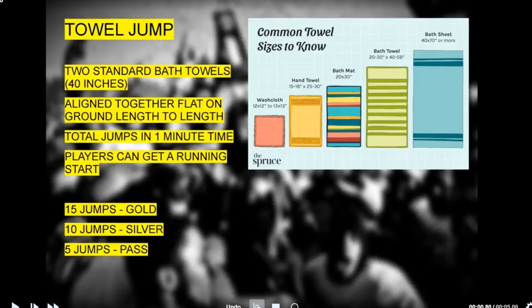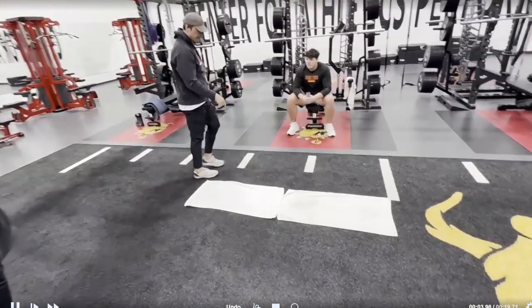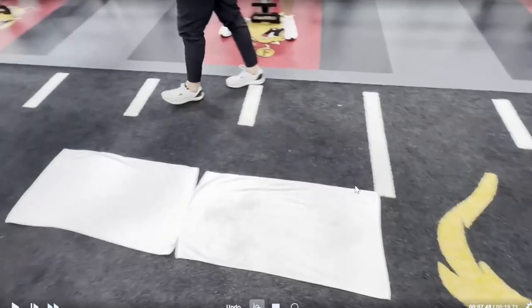To achieve a pass is 5 jumps. To achieve a silver is 10, and then gold would be 15 jumps. And this is also endurance. So one of the ways I came up with these numbers is I did this stuff myself, all right? I put this together myself and then did it.